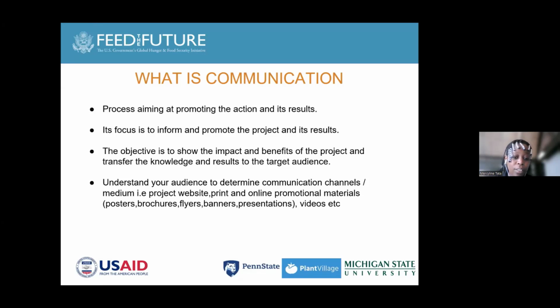In most cases, you want to inform the public about your project and to promote the project results. So it's important to have a targeted and well-thought-out communication strategy in order to attain this. The communication strategy should have a clearly defined message, a clear target audience, as well as a clear channel. So let's go to the next slide, please.